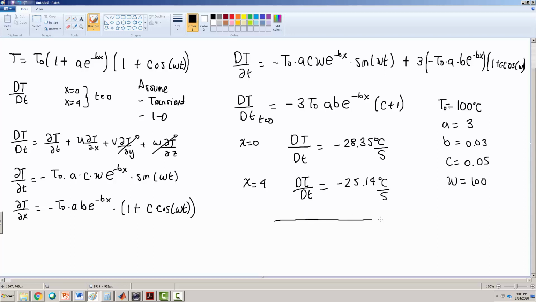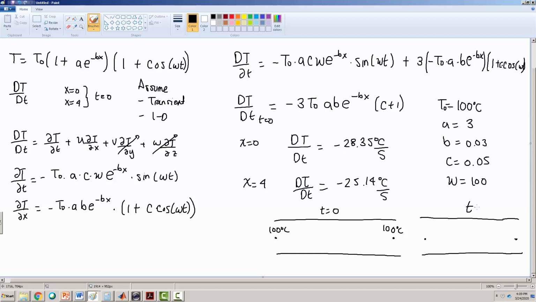Imagine that you have your pipe, right? At time equal to 0, this is the position at x equal to 0, and this is x equal to 4. We're going to have that pipe, and then exactly the same pipe on the side over here, so we have position 1 and position 2. At time equal to 0, the temperature over here was 100 Celsius, and the temperature over here is 100 Celsius. What this indicates is that you're going to have this amount of drop per second.